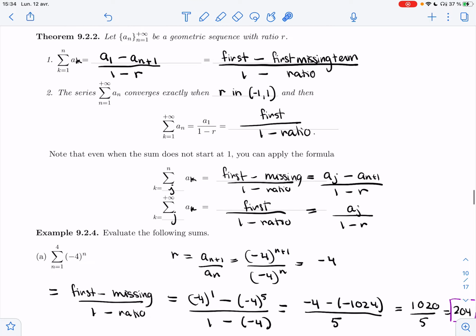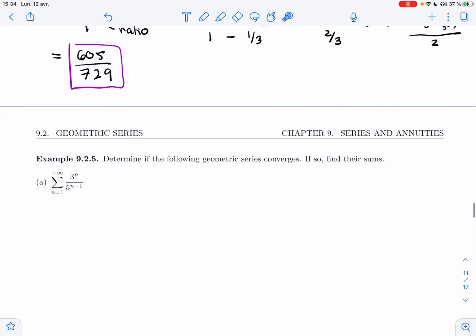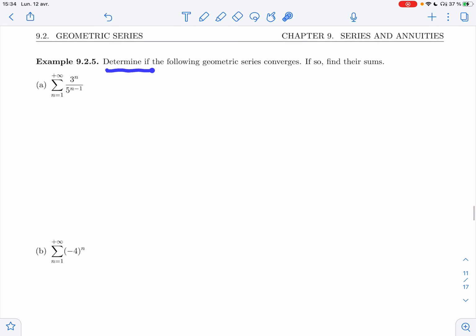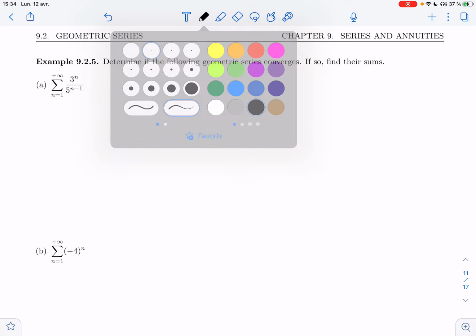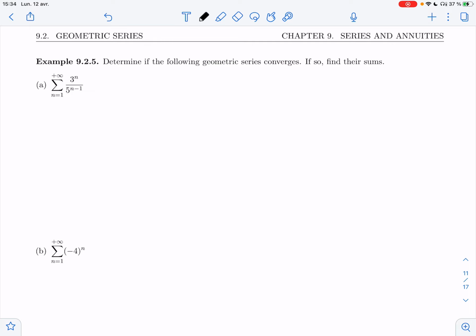All right, determine if the following geometric series converges. If so, find their sum. All right, so here's the first one. The first thing I need to do is find the ratio and check if that's between -1 and 1. If it isn't, the series diverges, and I don't actually need to compute anything. There's no limit. The limit is DNE.